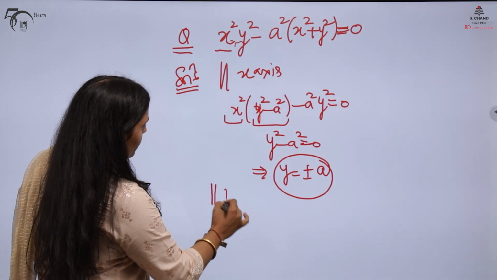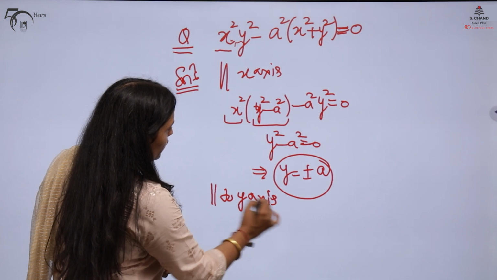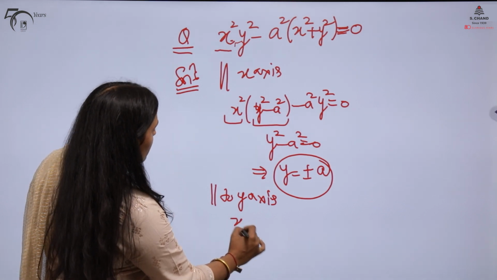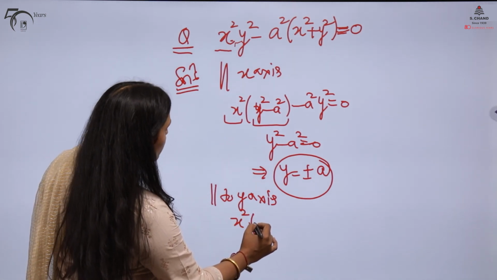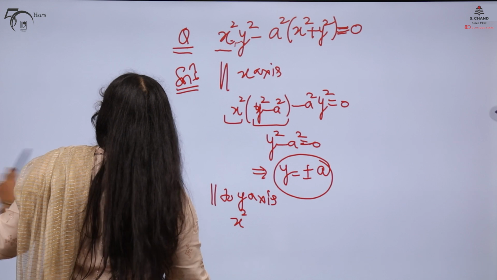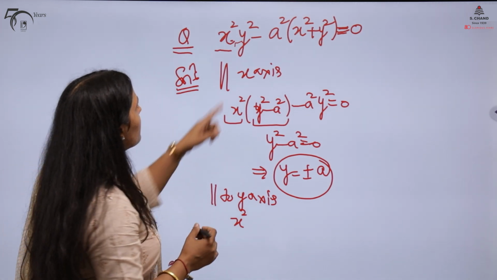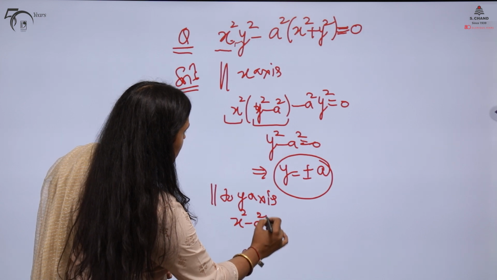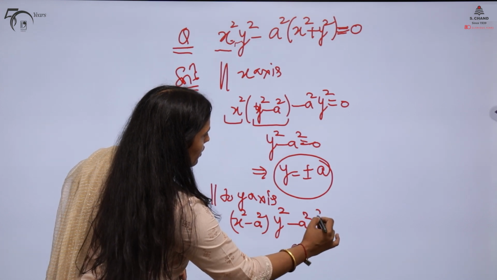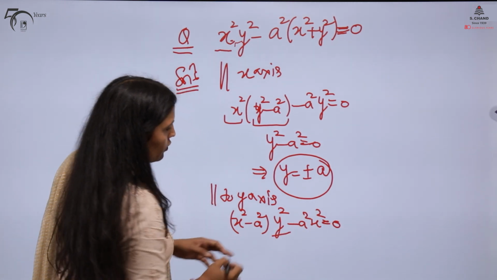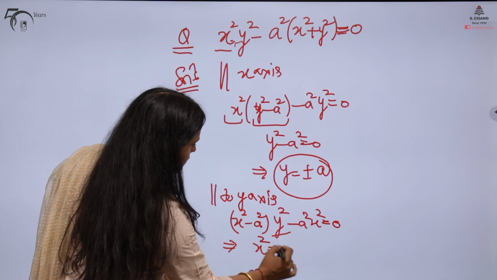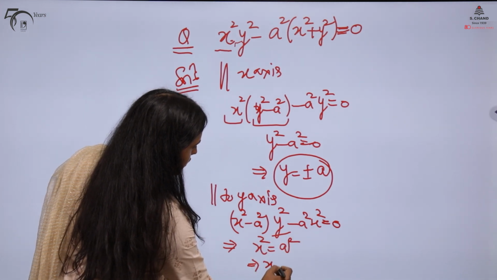Now for parallel to y-axis, write the equation in a way where you can collect the coefficient of the highest degree of y. The highest degree of y is how much? It is y square only, and the y square coefficient is, you can see, x square minus a square. So you collect the coefficient of the highest power of y and put it equal to 0. So this will give you x equal to plus minus a.